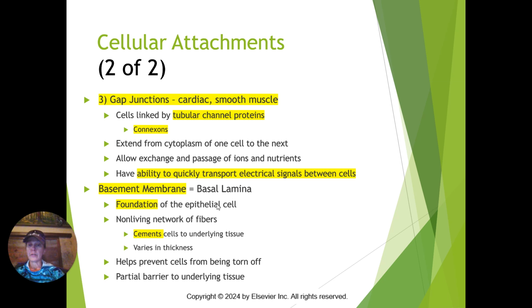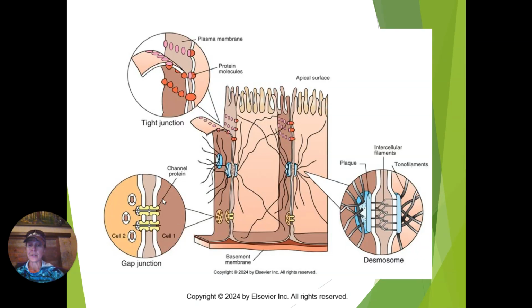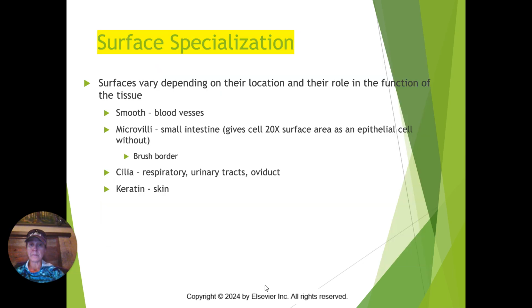All of our epithelial tissues have the basement membrane, which is the basal lamina, and it is the kind of foundation or cement that allows epithelial tissue to sit on top of connective tissue and not get sheared off. It does also act as a partial barrier to the underlying tissues. Again, this is just a schematic of the gap junctions between cells here, just as a visual representation.